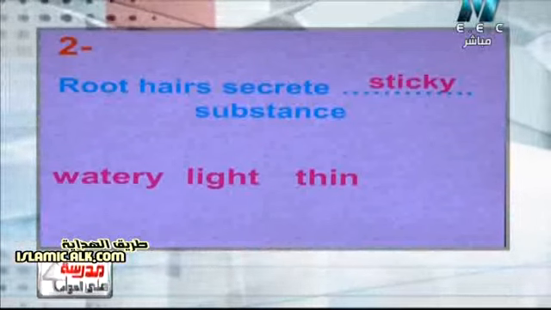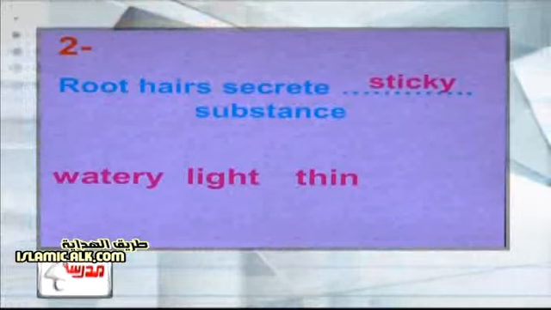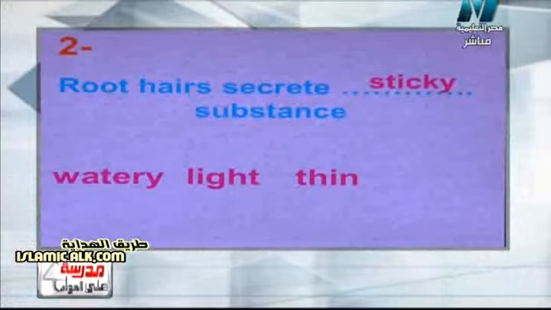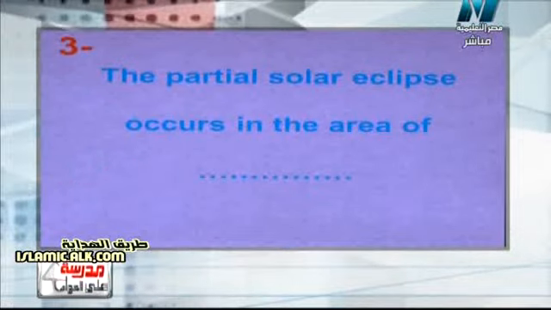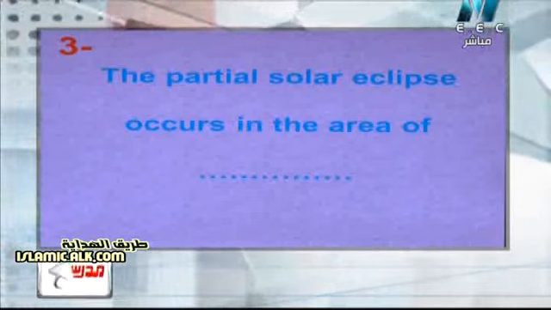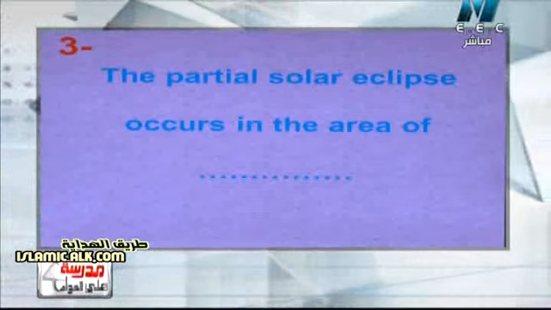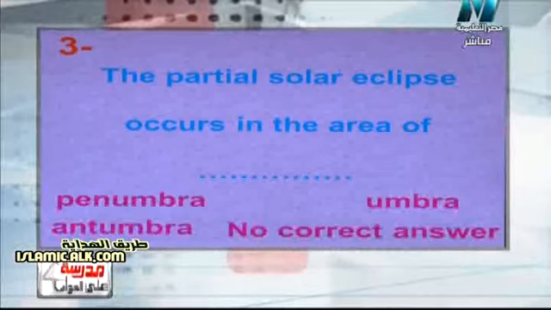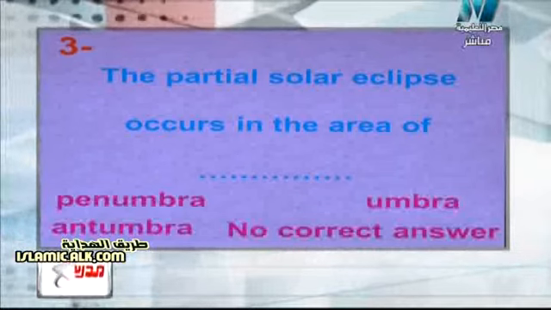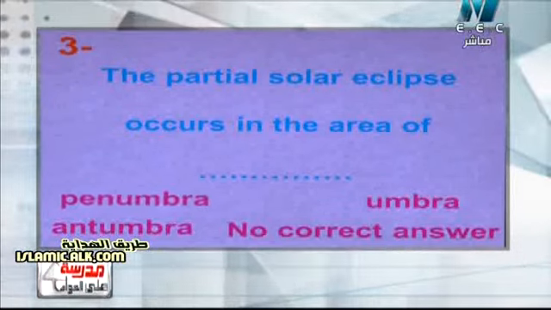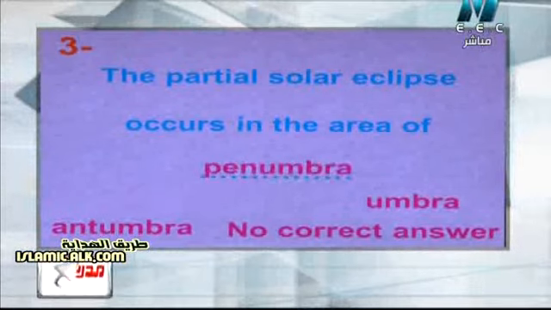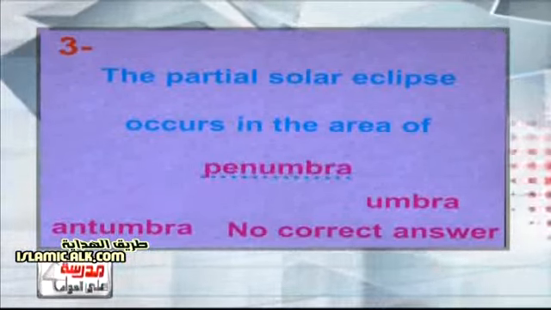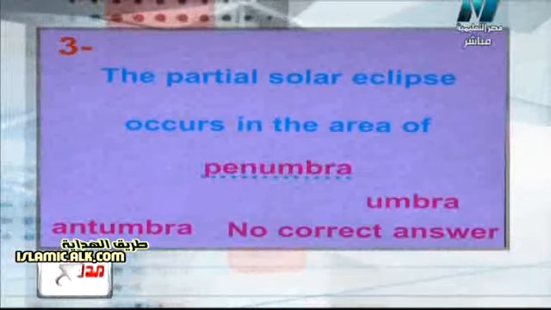Another question. The partial solar eclipse occurs in the area of penumbra, umbra, antumbra, or no correct answer. Surely the answer will be penumbra, because we know that the partial solar eclipse occurs in the area of penumbra, but the total occurs in the area of umbra, and the annular solar eclipse occurs in the area of antumbra.